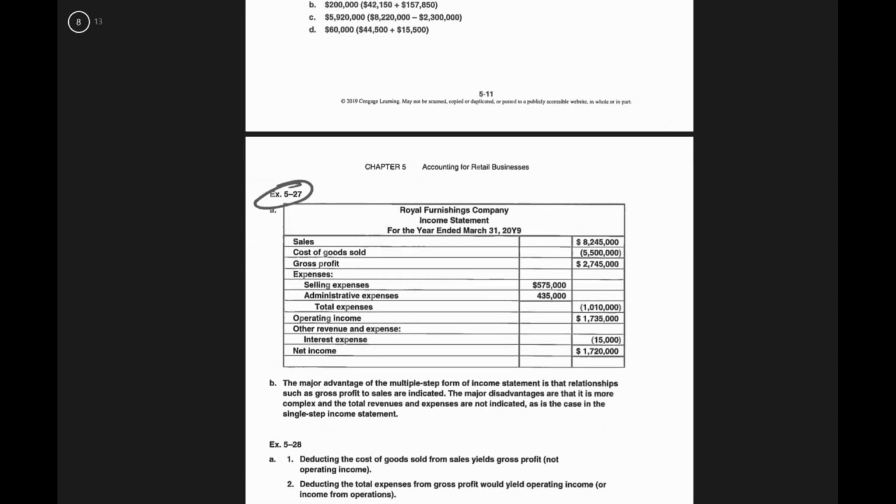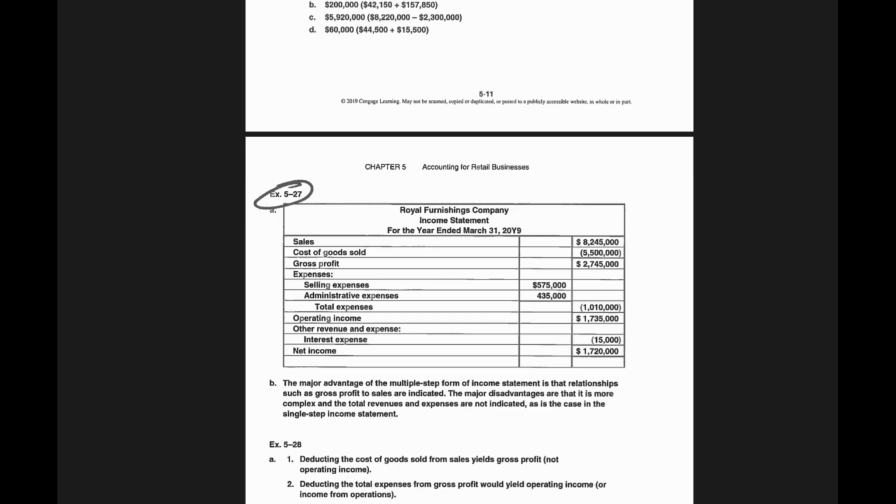Moving to number 27. Here's a multiple step income statement. It says on March 31st, the balance of the accounts appear in the ledgers of this furnishings company. Prepare a multiple step income statement. If you go back in your text and try to identify a multiple step income statement, look at page 254. 254 has the multiple step income statement.